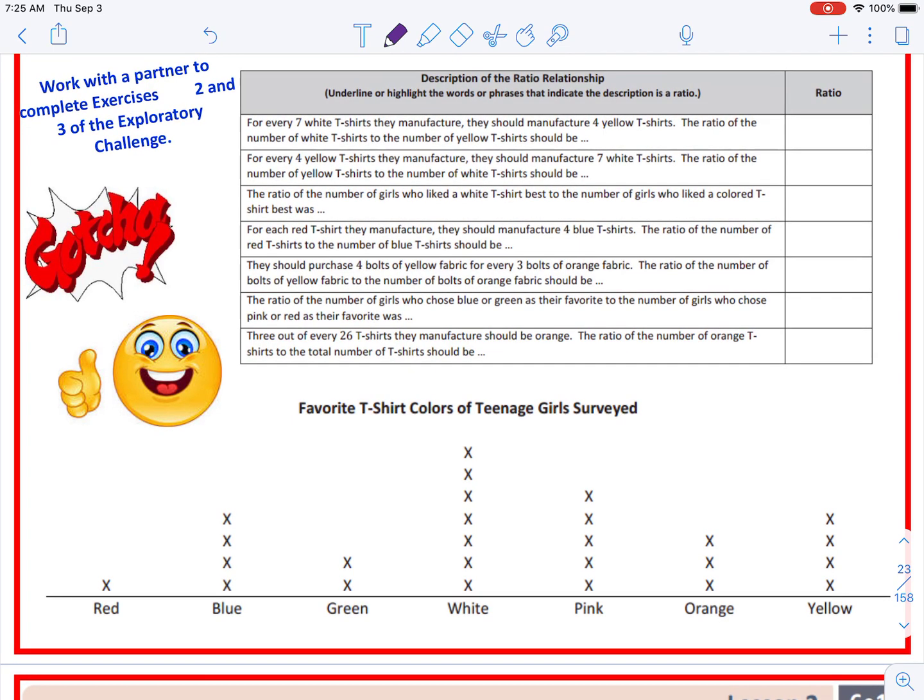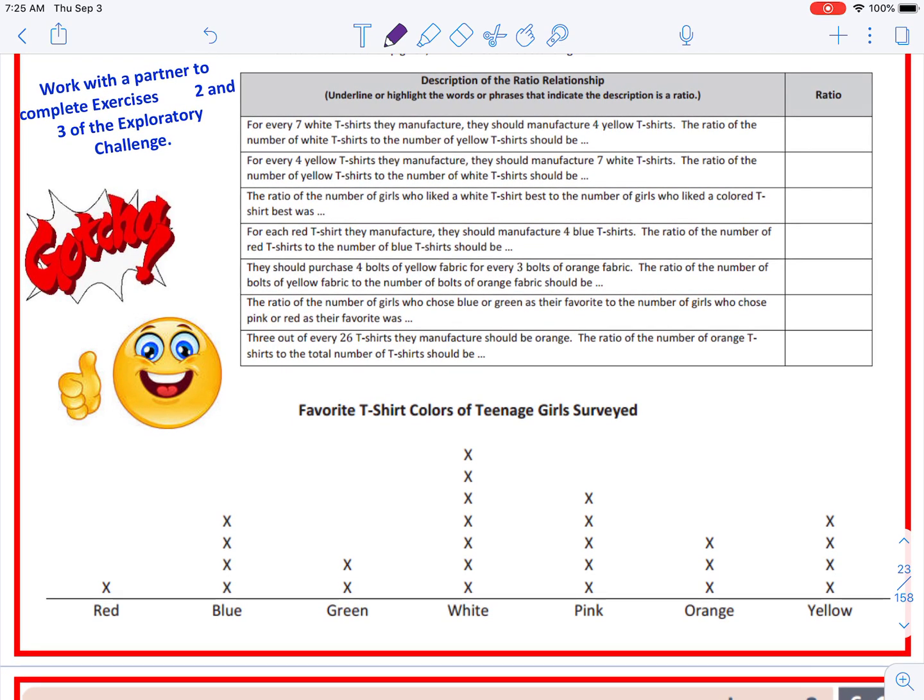So I'm going to ask some questions here, and we're going to look at the data table and answer these questions. Looking at the first one here, for every 7 white t-shirts they manufacture, they should manufacture 4 yellow t-shirts. The ratio of the number of white t-shirts to the number of yellow t-shirts should be, what do you guys think? If you said 7 to 4, you are correct. We are comparing white t-shirts to yellow t-shirts. White was 7, yellow was 4.